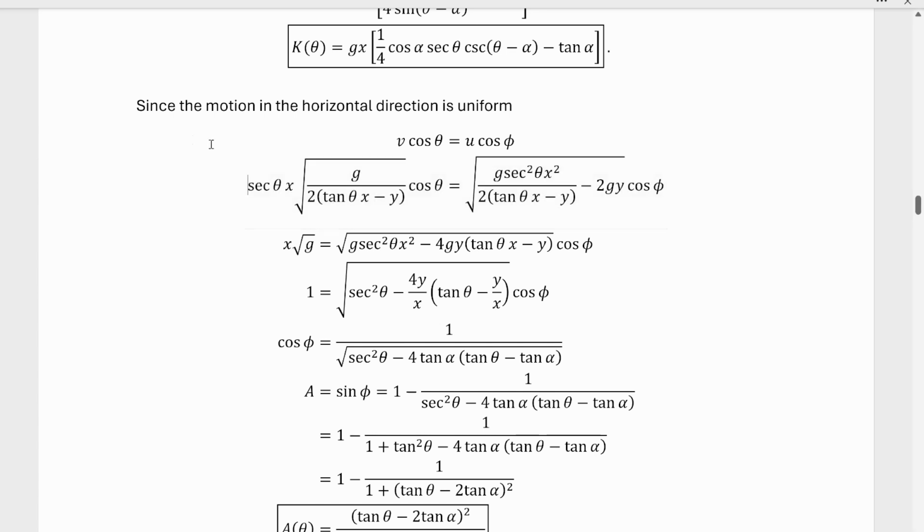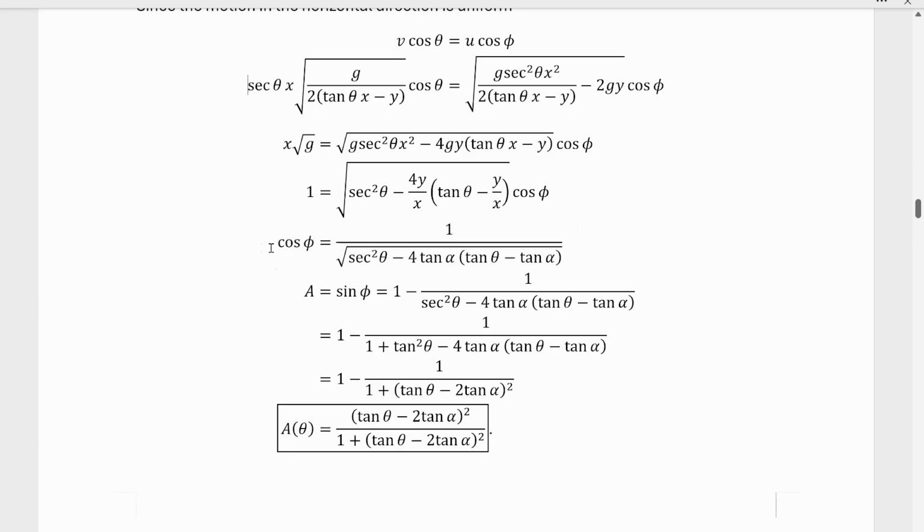This is done by considering the fact that the motion in the horizontal direction is uniform, because the only acceleration is the acceleration due to gravity, which points vertically downward. So therefore, in the horizontal direction, there is no acceleration, and the motion is uniform. So we have a relationship, v times the cosine of theta equals u times the cosine of phi. V we already solved, theta is given, u we already solved, so therefore cosine of phi is determined. And here is the expression for the cosine of phi.